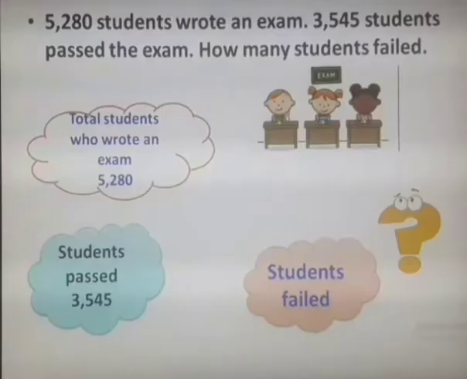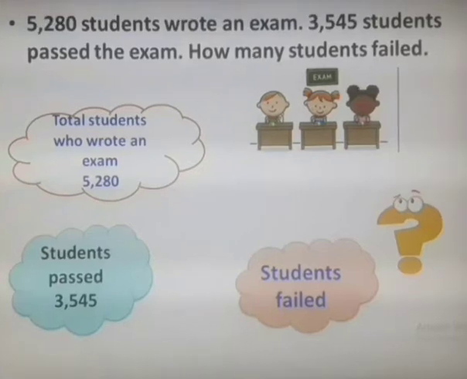Now children, let us do one more example. So in this question, 5,280 students wrote an exam. 3,545 students passed the exam. How many students failed? Now let us find out information given in the question.